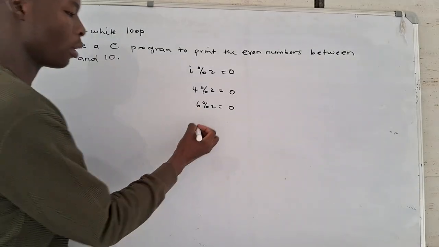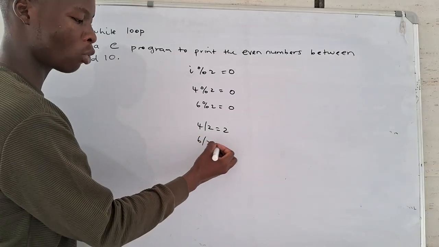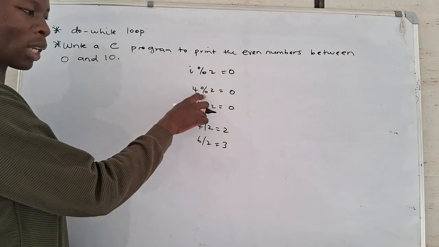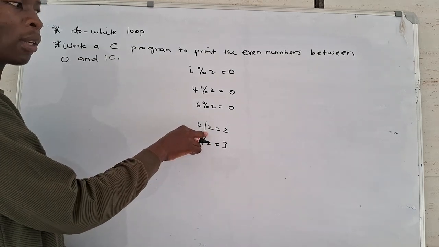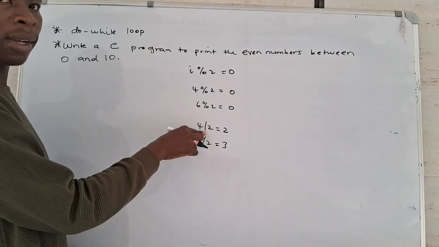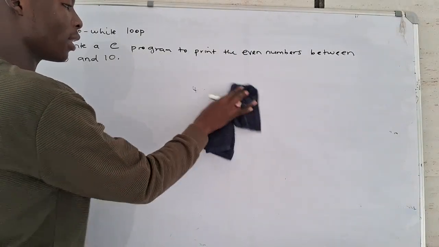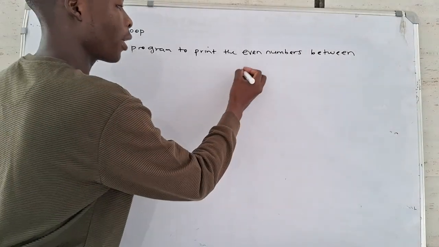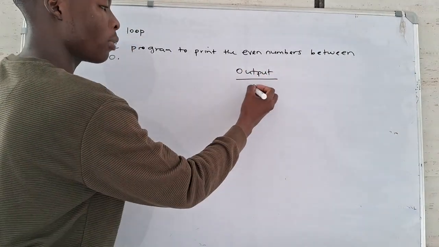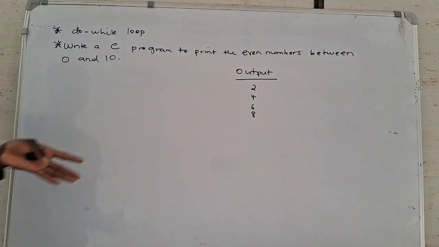Please take note. 4 divided by 2, what is the answer? It is 2. 6 divided by 2, what is the answer? It is 3. So what is the difference between the modulus operator and the division operator? The modulus operator retains the remainder and the division operator retains the quotient. At least you should know the output of this program. You are supposed to print 2, 4, 6, 8. These are the even numbers between 0 and 10.